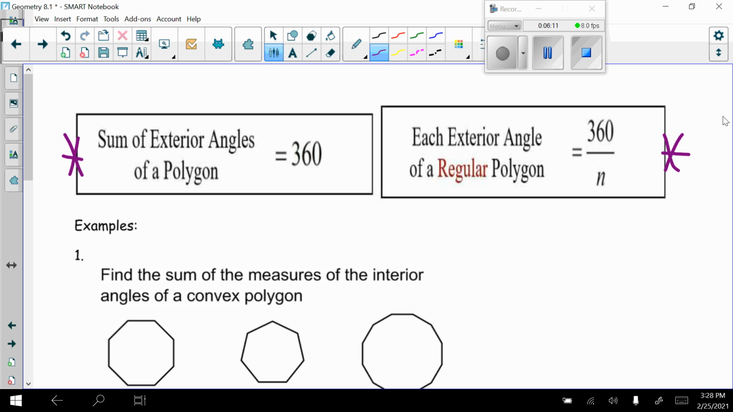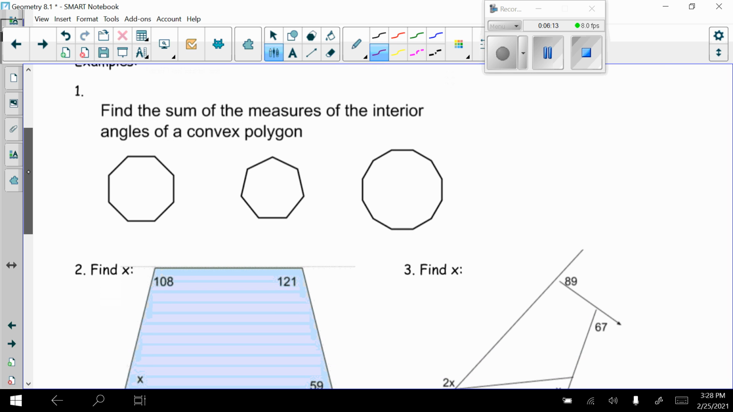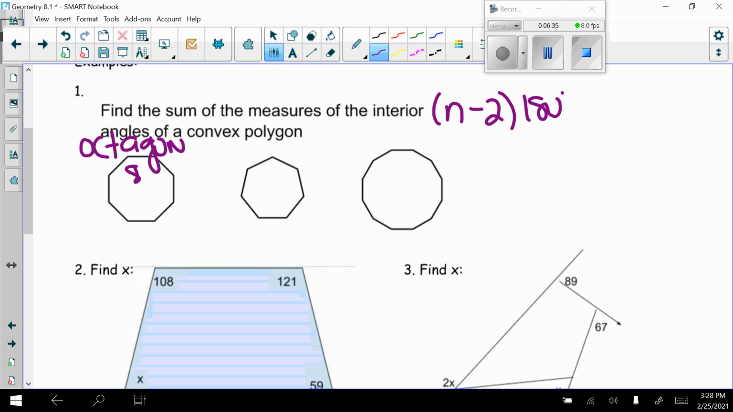Okay? So now we're going to start doing some examples. It says, find the sum of the measure of the interior angles of a convex polygon. So this is where we do the n minus 2, number of sides minus 2, times 180 degrees. So first we just need to figure out how many sides we have. So this first one, we have 8 sides, which is known as an octagon. So we would say 8 minus 2 times 180 degrees. So 8 minus 2 is 6. 6 times 180, 1,080 degrees.